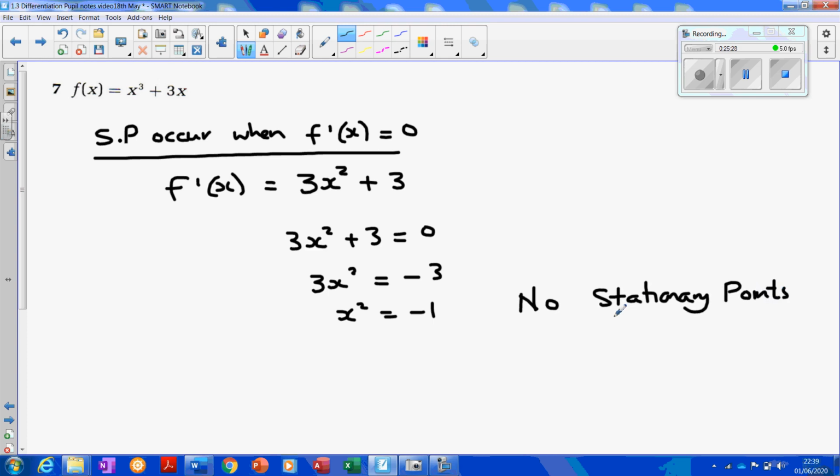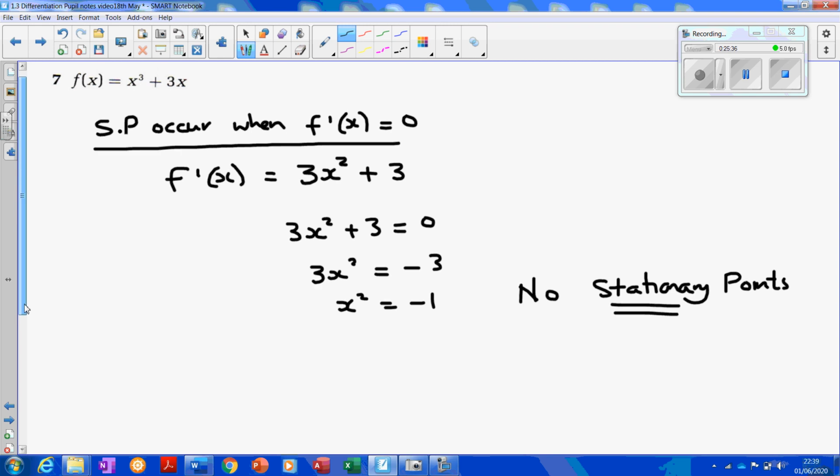Okay, so we can't work that out. So there's no x value, so there's no stationary points. Now, I want to think about f dash x, because we want to know if it's increasing or decreasing. So if we look at f dash x, no matter what value I put in there for x, whether it's positive, whether it's negative, or whether it's 0, I've still got this plus 3. So if that was 0, f dash x is 3.